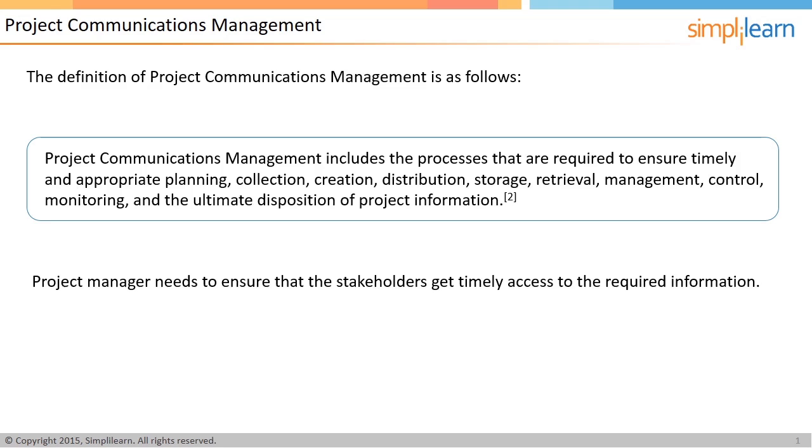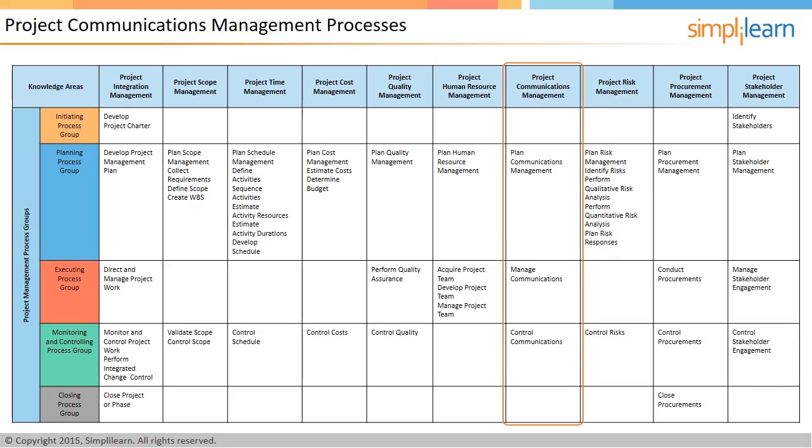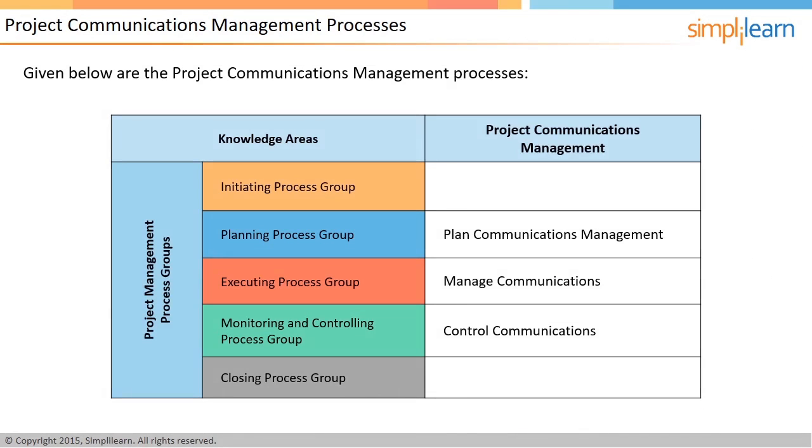In the next screen, let us discuss the project communications management processes. There are 3 project communications management processes. Each process is carried out during different process groups. Plan communications management is done during the planning process group. Manage communications is done during the executing process group. And control communications is done during the monitoring and controlling process group. In the next few screens, we will cover each of these processes in detail.